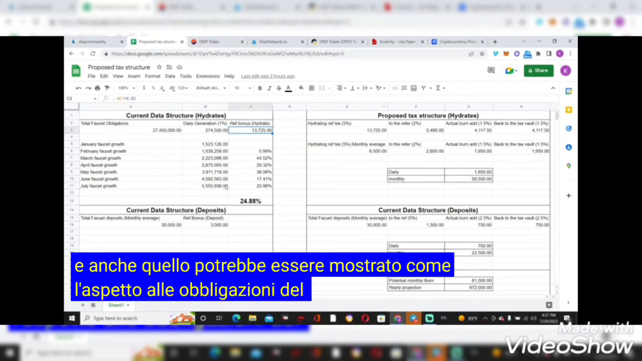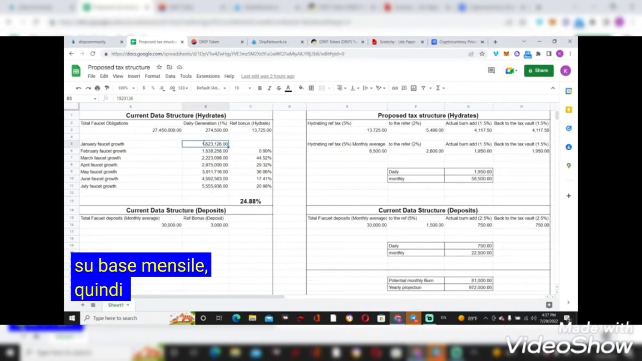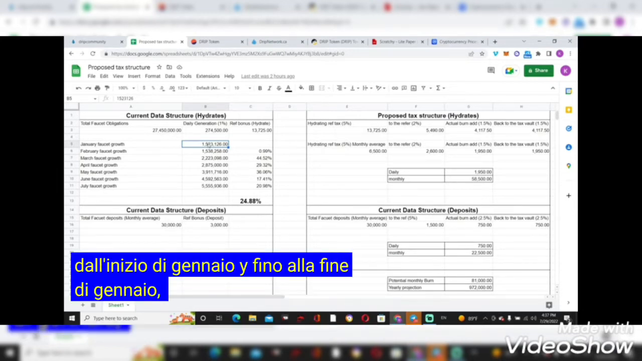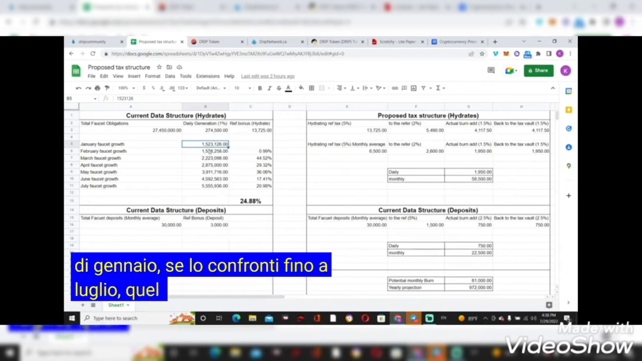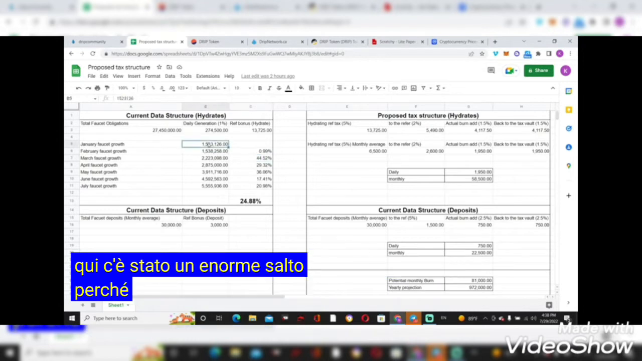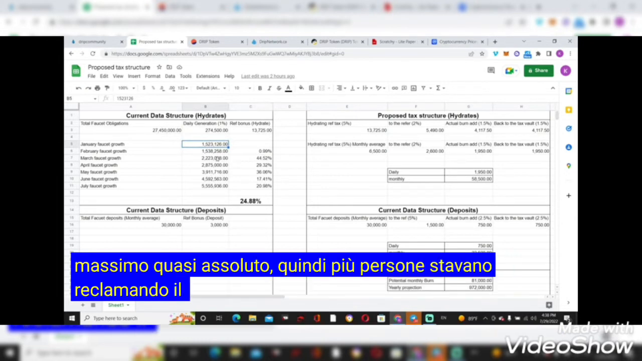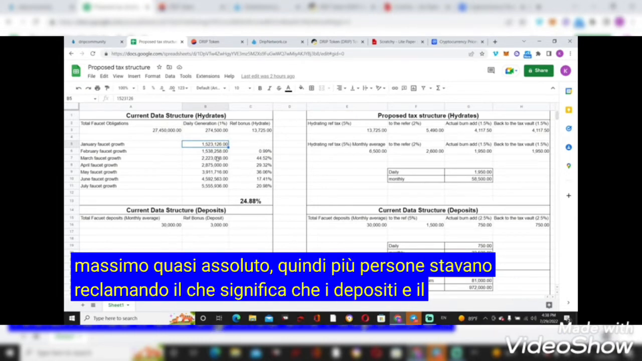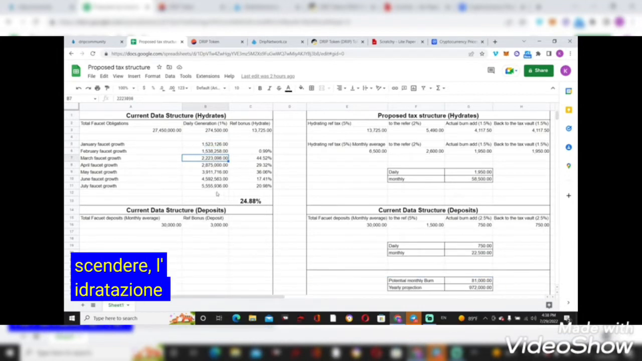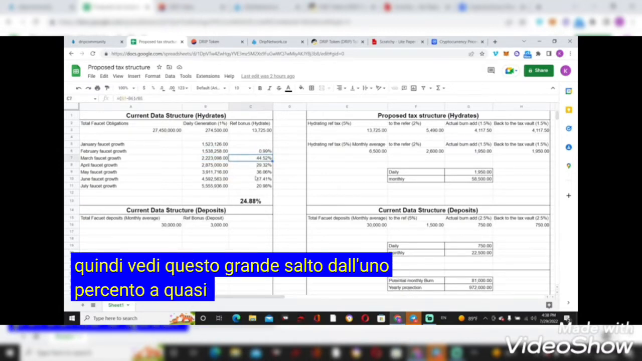Like if you look at the faucet obligations, that's the increase on a month-to-month basis. So that's how much the faucet has increased from the beginning of January till the end of January. If you compare it till July, that number keeps on growing, right? Here there was a huge jump because, simply put, in January and February we were at a near all-time high, so more people were claiming, meaning the faucet deposits were not increasing as much. But then when price started to drop, hydrating started to occur more, and hence you see this big jump from 1% to almost 45%.